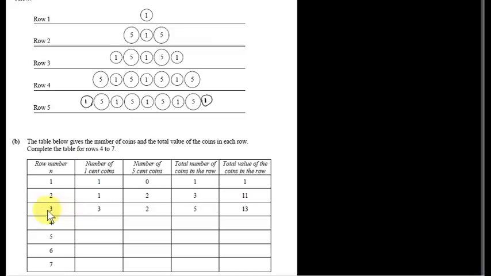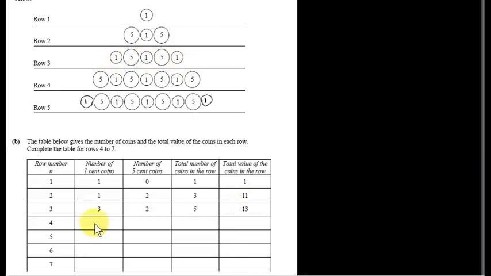So let's skip on to, say, row number 3. The number of 1 cent coins in row number 3 is 1, 2, 3. 3 of them. The number of 5 cent coins is 1, 2. The total number of coins in this row, row 3, is 1, 2, 3, 4, 5. And the total value of the coins in row 3 is 5 and 5 is 10. And the 3 ones gives us 13.